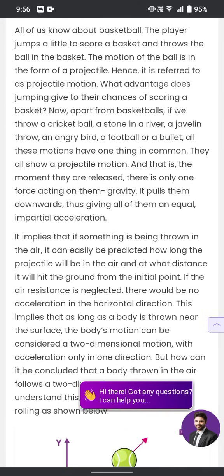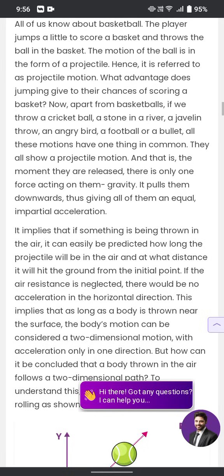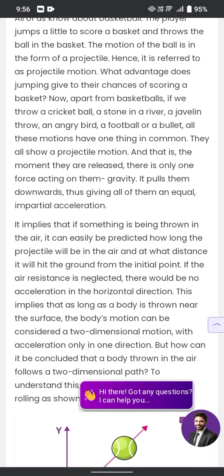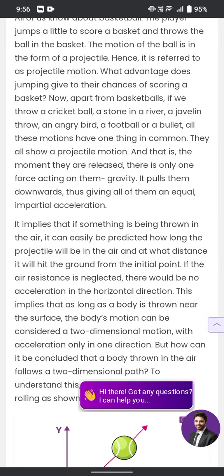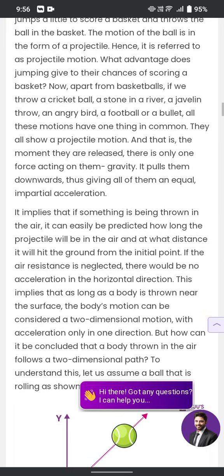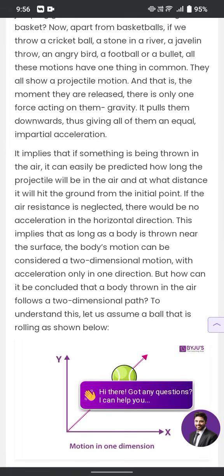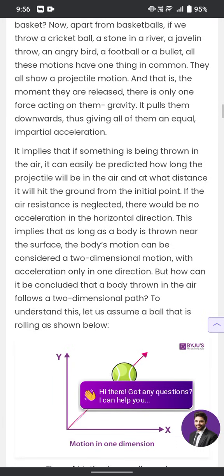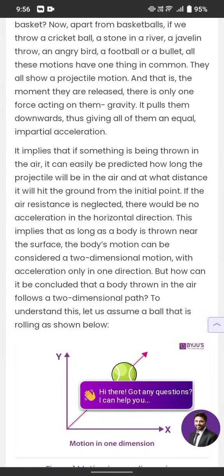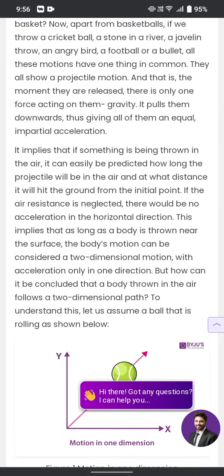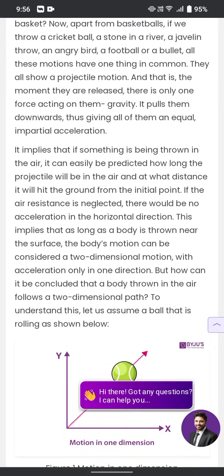It implies that if something is being thrown in the air, it can easily be predicted how long the projectile will be in the air and at what distance it will hit the ground from the initial point. If the air resistance is neglected, there should be no acceleration in the horizontal direction. This implies that as long as a body is thrown near the surface, the body's motion can be considered a two-dimensional motion with acceleration only in one direction.